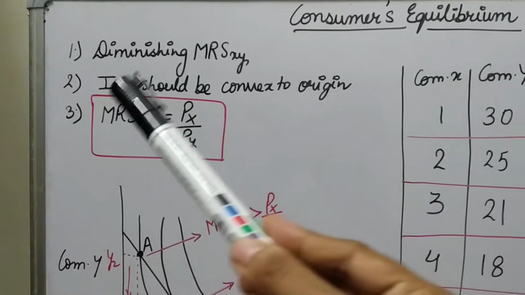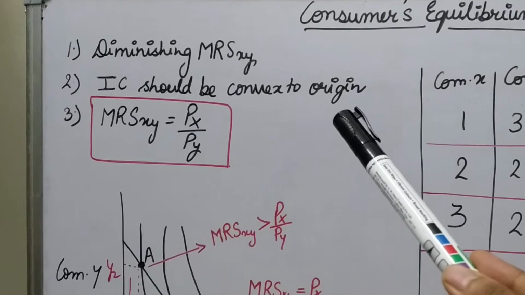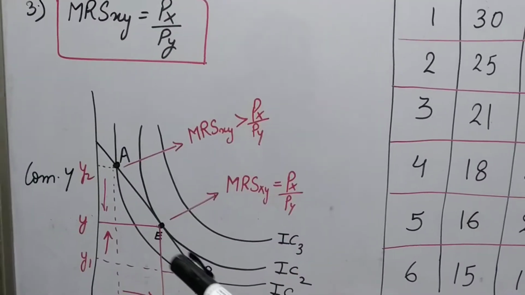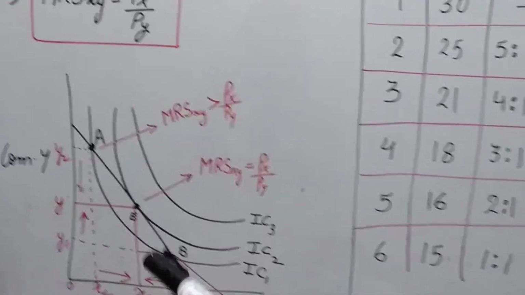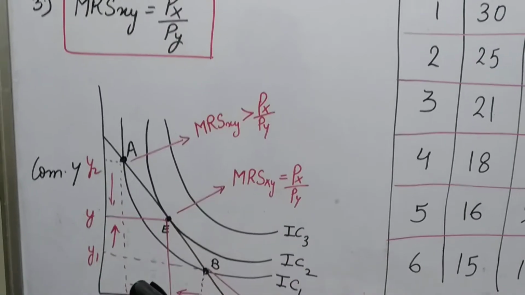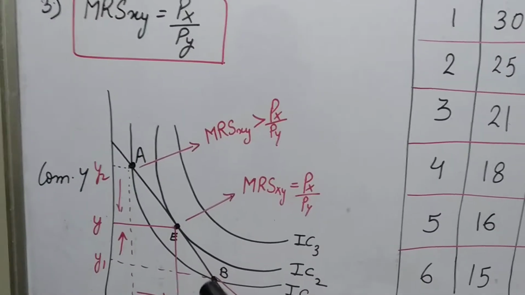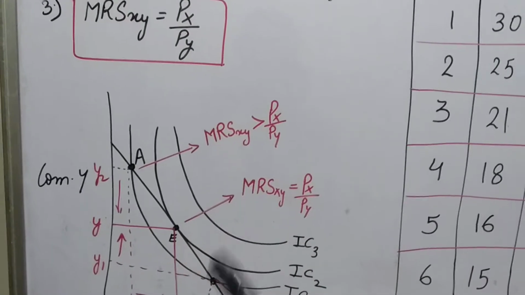The second condition is that the IC should be convex to the origin. Why should it be convex to the origin? Because if the consumer increases the consumption of one commodity, he has to reduce the consumption of the other commodity, because he has limited income. He cannot increase the consumption of both commodities altogether.